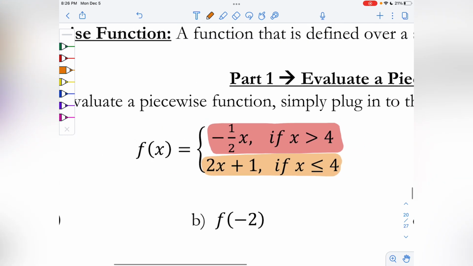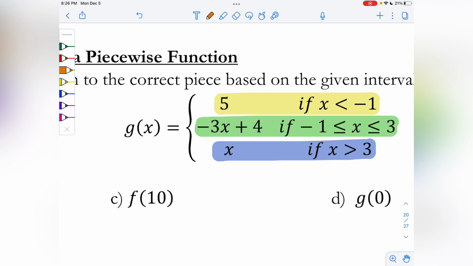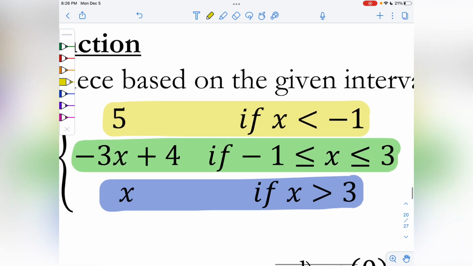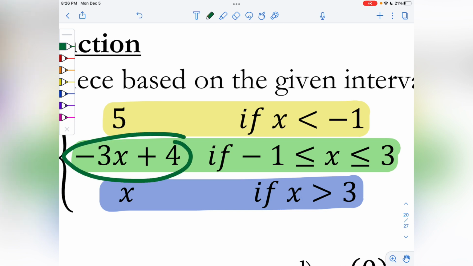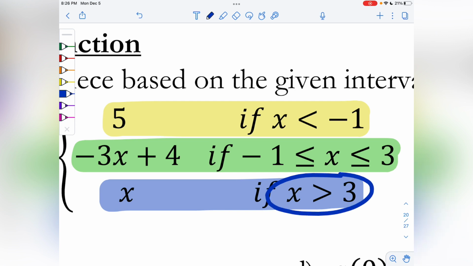Then we have the g function. So g of x is this function. This function is defined by 3 parts. The function is defined by the number 5 if x is less than the number -1. It is defined by the green part, -3x plus 4, if x is in between the numbers -1 and 3. And finally, we're defined by the blue part, just x, if x is greater than 3.